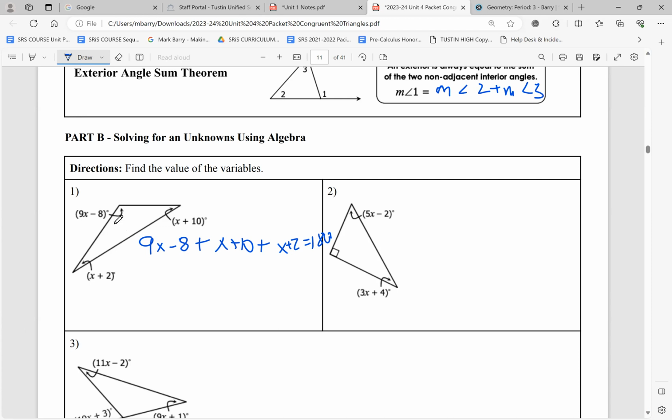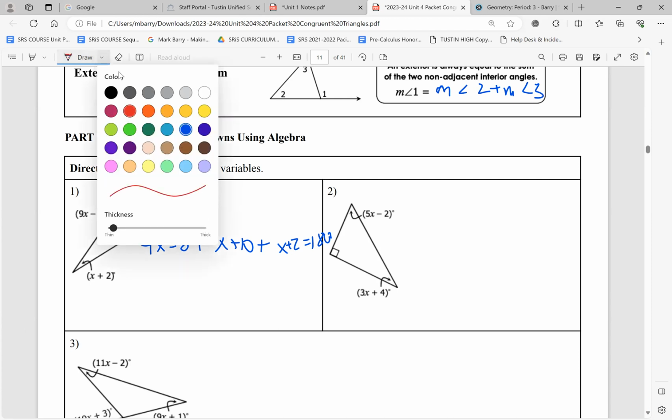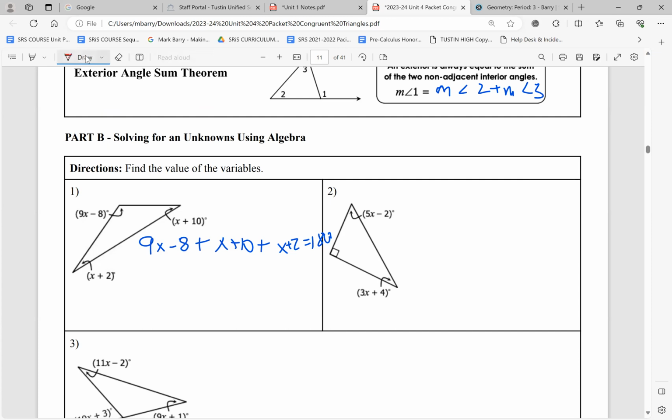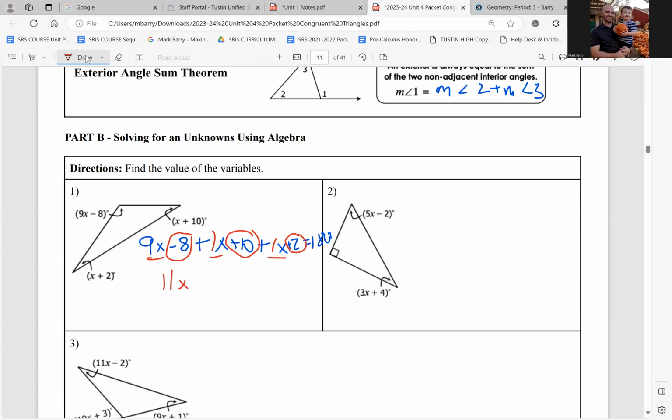Okay, so now we need to combine like terms. Let me find my like terms here. We have the 9x and the x again, so that's really 9x plus 1x plus 1x. 9 plus 1 plus 1 gives us 11x. Then for the numbers, we have -8, +10, and +2. So -8 plus 10 is +2, and then 2 plus 2 gives me 4. So plus 4 here, and that's going to equal 180.